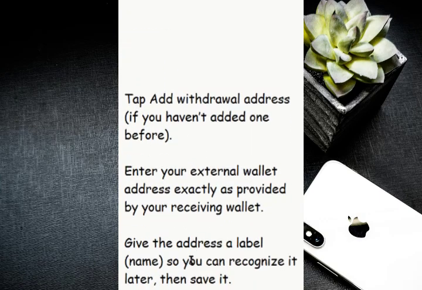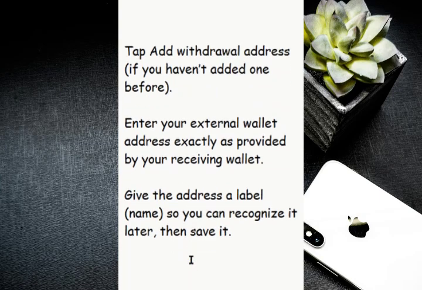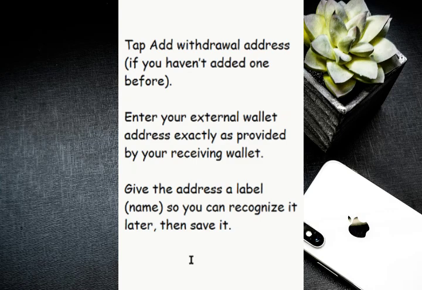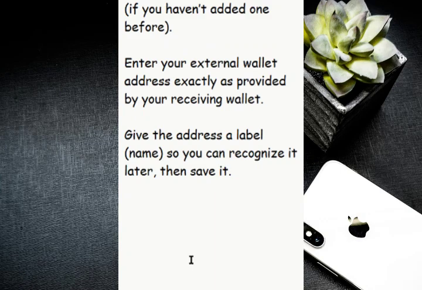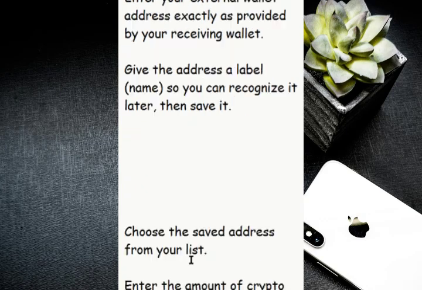Then after that, you have to tap withdrawal address if you haven't added one before. Enter your external wallet address exactly as provided by your receiving wallet. Give the address a label, like a name, so you can recognize it later, then save it.